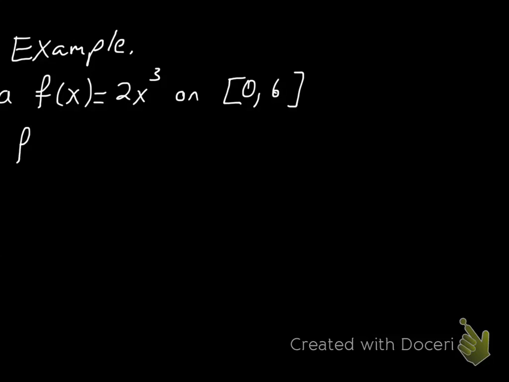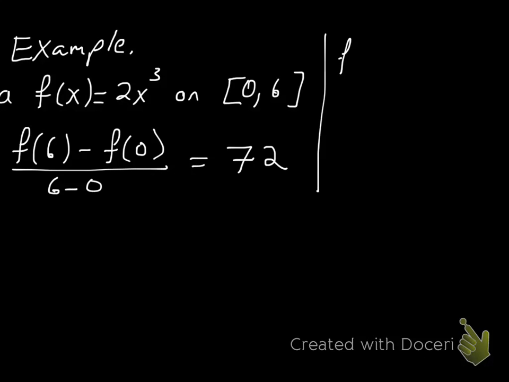Alright, for our first example, we're going to see if the mean value theorem applies. 2x cubed is just a polynomial, so it's going to be continuous on the real numbers and differentiable on the real numbers. So the first two conditions of the mean value theorem are met, so the mean value theorem will apply here. We need to find the slope of the secant line connecting the endpoints, so we need to find f of 6 minus f of 0 all over 6 minus 0.